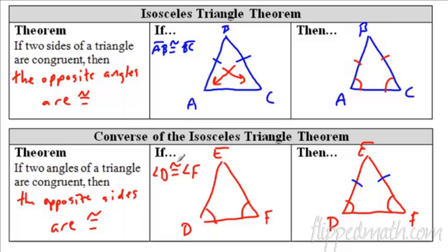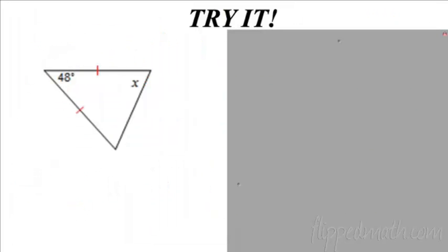Converse, remember, that's why we're switching them in chapter 2. It's just switching around. I switch the definition around. So either way, if you ever see these two angles, mark the sides congruent. If you ever see these two sides, mark the angles congruent. Excellent. So can we do that with some numbers here?